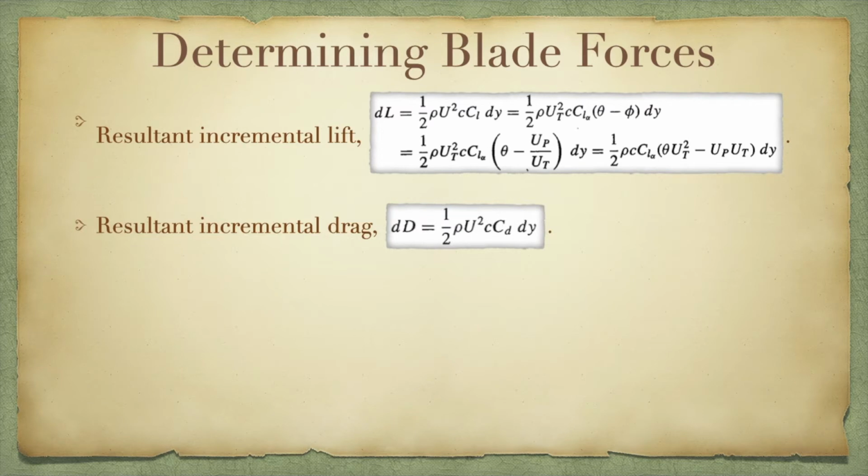Next is the resultant incremental drag, that is dD equal to 1 by 2 rho U squared c CD dy.